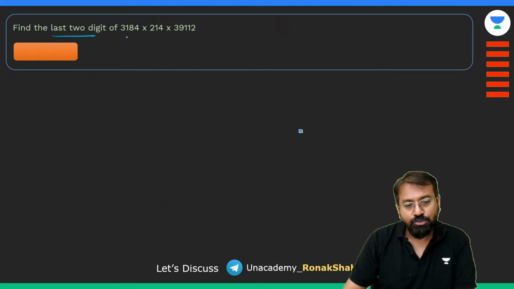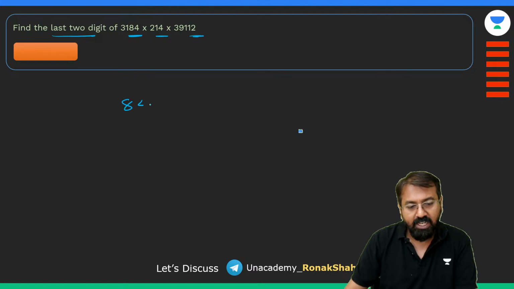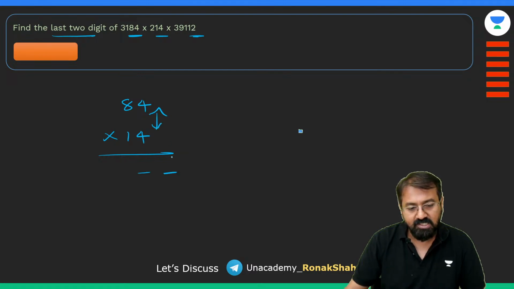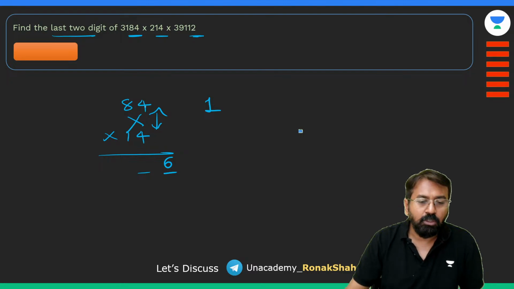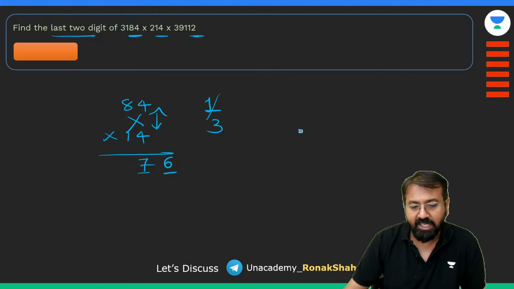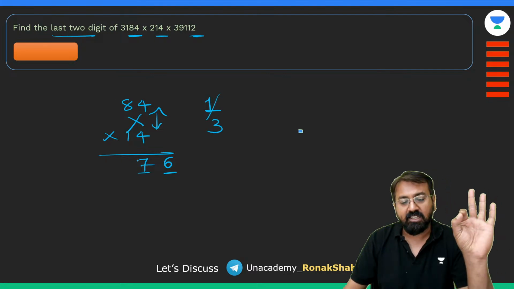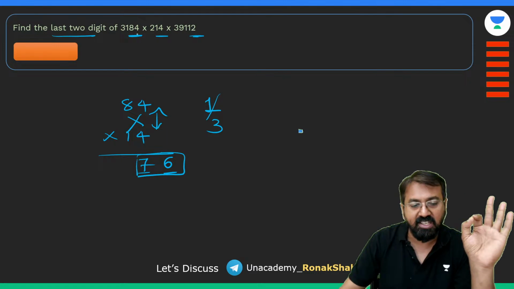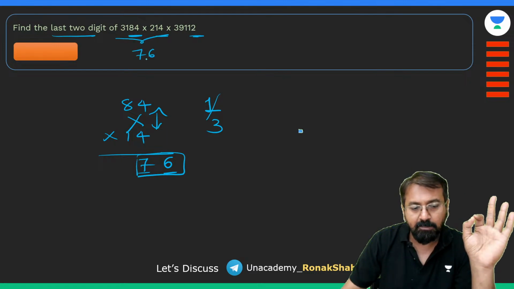Okay, similarly find the last two digits. So you need to multiply 84, 14 and 12. So 84 into 14 first, multiply. So what will be the last two digits over here? So 4 4s are 16, 6 over here, 1 is my carry. Crisscross, 8 4s are 32 plus 4 1s are 4, 36 plus 1 37. So 7 over here, 3 is my carry. So guys, ultimately the last two digits of this multiplication will be 76.